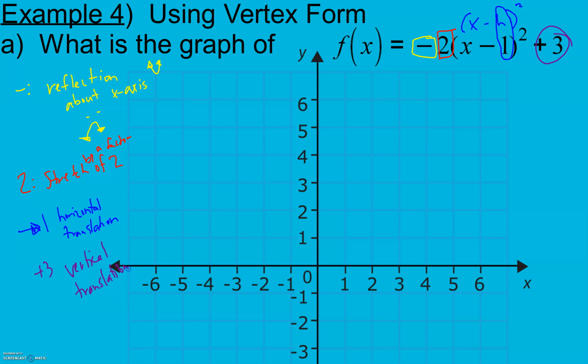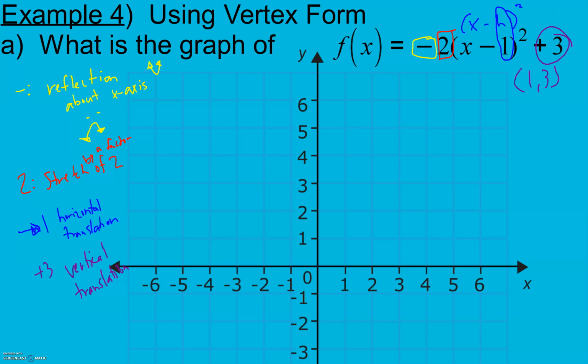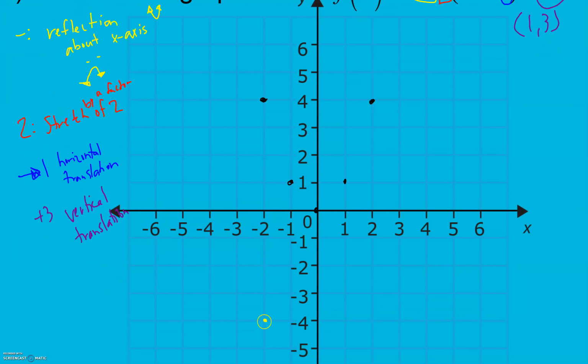So the nice thing about vertex form is it's very easy to pick out where our vertex is. Here our vertex is at 1, 3, h, k. And we can use this information. So my parent function, again, is here. I'm going to do my reflection first. So instead of opening up, I'm going to open down. I'm going to go 4 down instead of 4 up. I'm going to go 1 down instead of 1 up. My vertex stays. I'm going to go 1 down and 4 down. Instead of being at 2, 4, I'm at 2, negative 4.